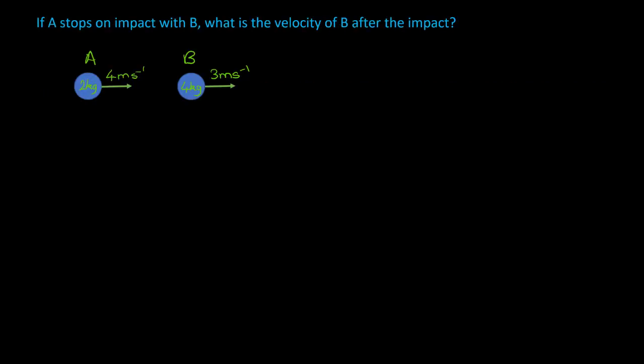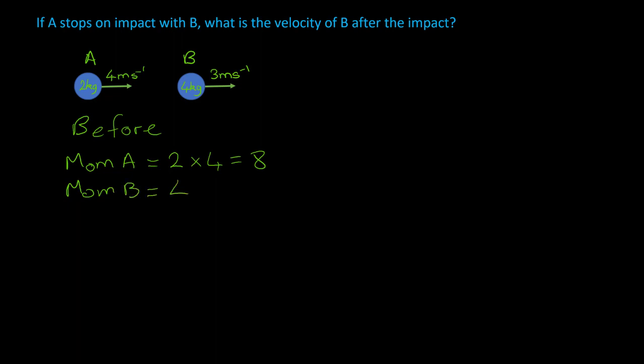If A stops on impact with B, what is the velocity of B after the impact? Let's look at the before situation first of all. The momentum of A equals the mass 2 times the velocity 4, which is 8. And the momentum of B equals the mass 4 times the velocity of 3, which equals 12. Add those together and we get 20.